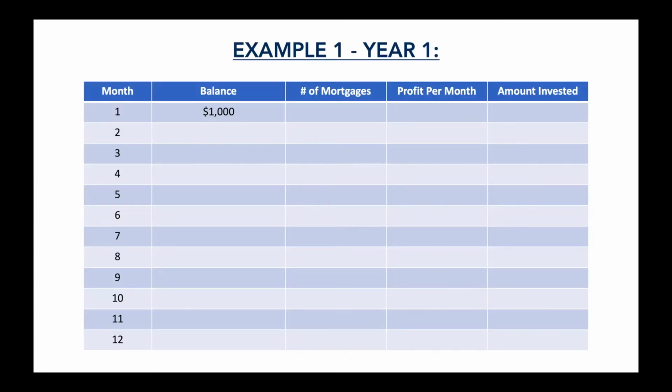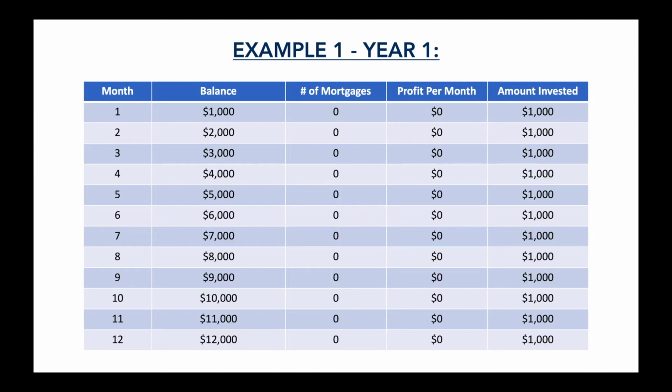So in year 1, you start with a balance of $1,000. At this time, you have 0 mortgages and you have no profit per month from your rental portfolio. You invest $1,000 from your 9-to-5 job, and so the next month, your balance increases to $2,000. We get that $2,000 from adding the balance the previous month of $1,000 with the amount invested of $1,000. Now with $2,000, again, you have no mortgage, your profit per month is 0, and again, you're going to invest $1,000 from your 9-to-5 job. In month 3, you have $3,000, again, no mortgages, and everything else is the same.